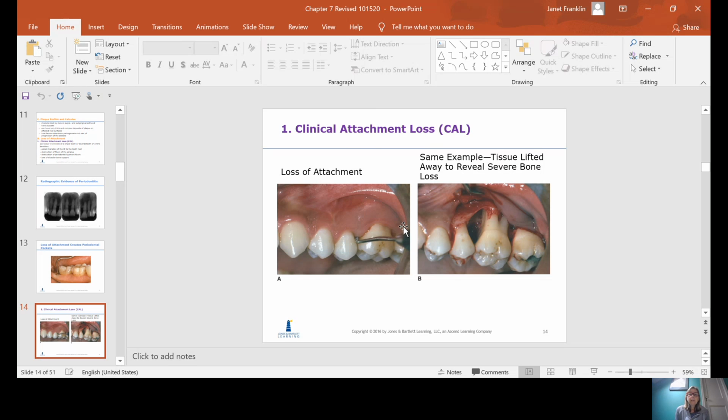So let's talk more about clinical attachment loss. If you look at picture A, you can see that the probe is way down deep in that pocket. If you were to reflect the tissue in that exact same area, you would see this deep pocket. There's no bone on the mesial side of tooth number 14, and even the furcation has exposure. The distal of 13 has some level of exposure.